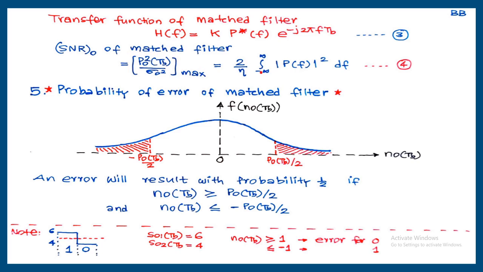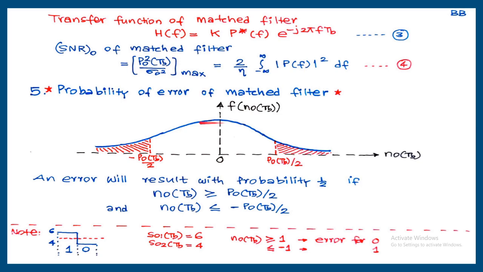That is one of our headings, and the second heading was the transfer function of matched filter. So result 3 and result 4 are the important results of this particular topic. We got the transfer function of matched filter and the SNR output of matched filter. Now with the help of this, we can calculate the probability of error of matched filter.